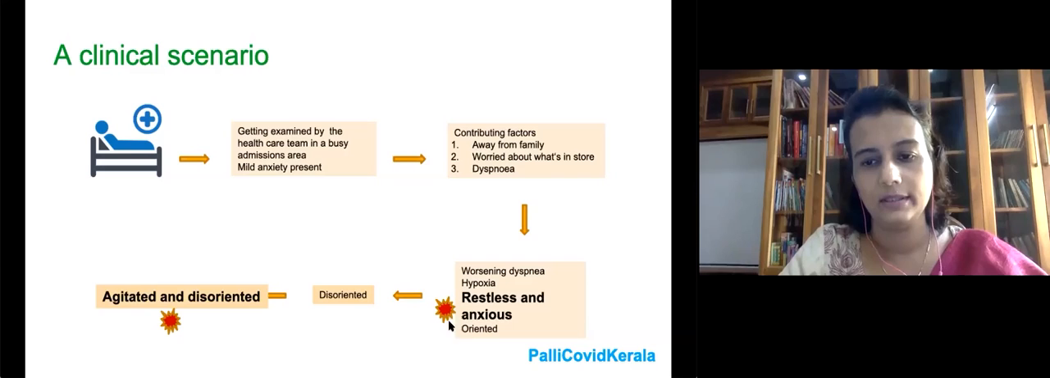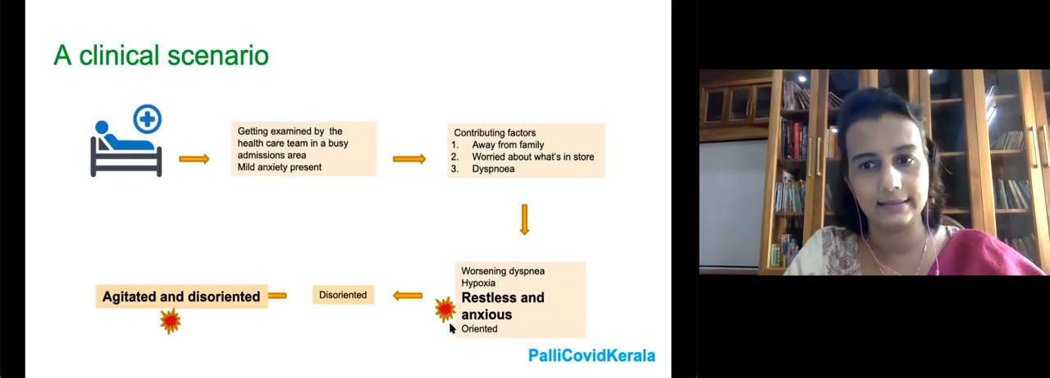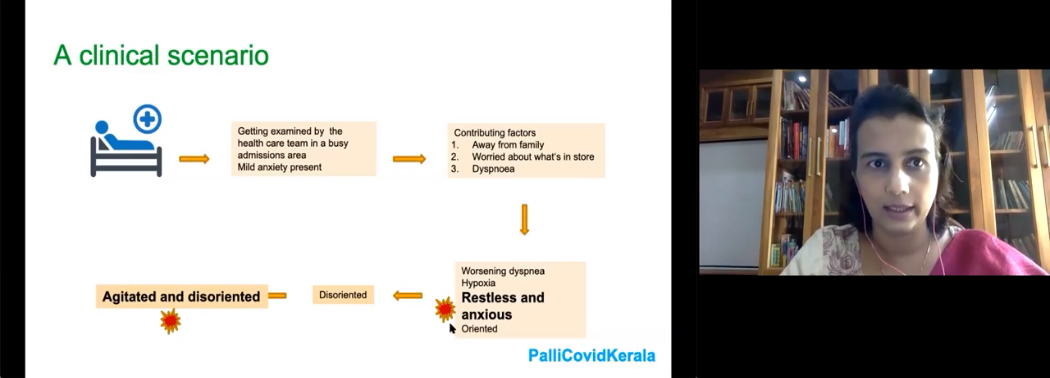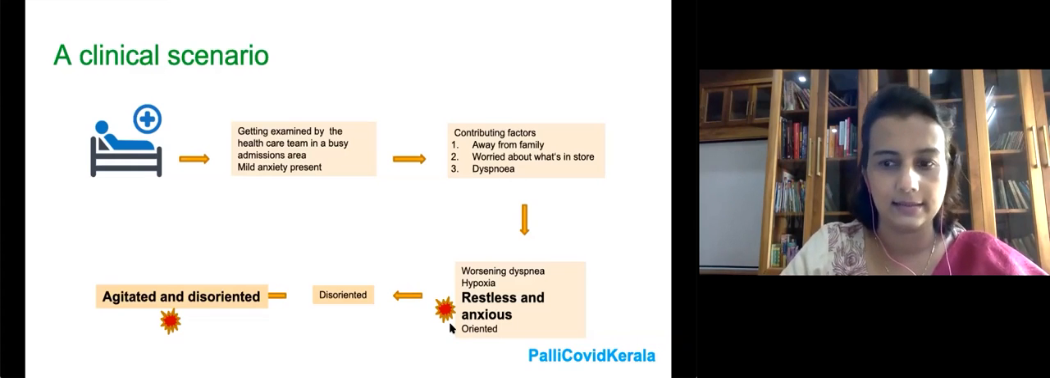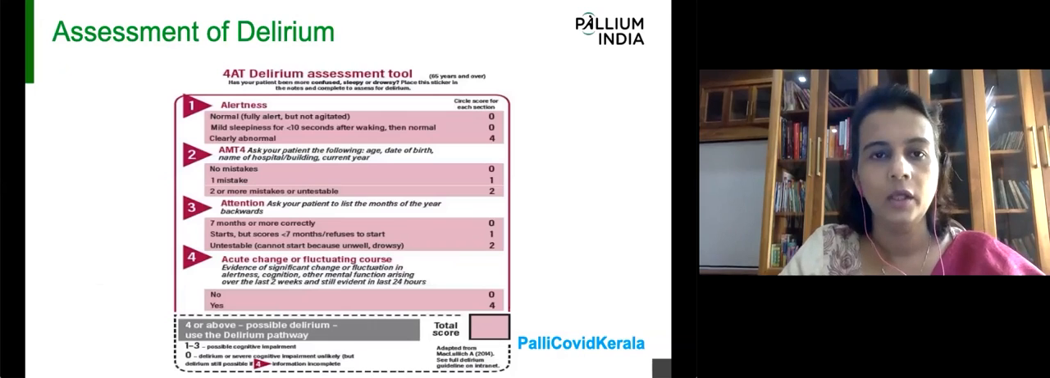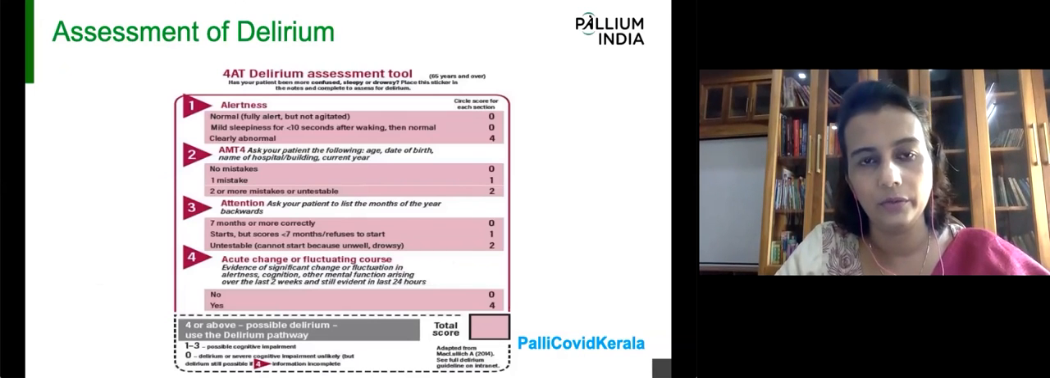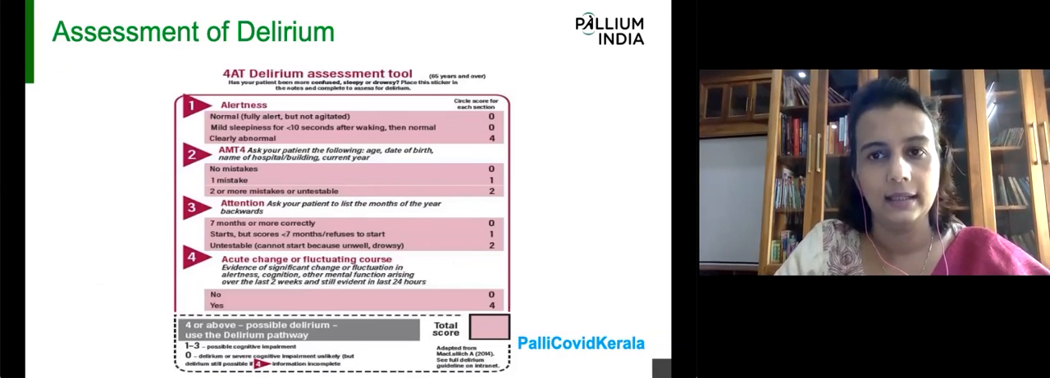The first point is when the patient becomes restless and anxious, but they're still oriented. And the second is when they become agitated and disoriented. So in our ebook and in this webinar, we are dividing patients into two of these groups: anxious but oriented, as well as agitated and disoriented. So how do you diagnose delirium? How do you find out whether the patient is delirious or not?